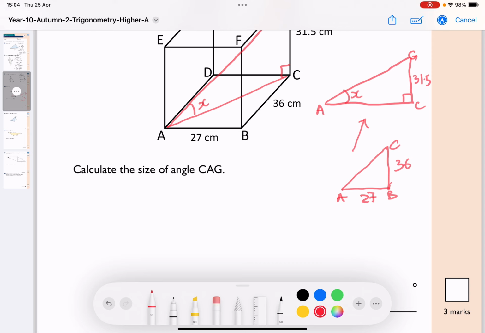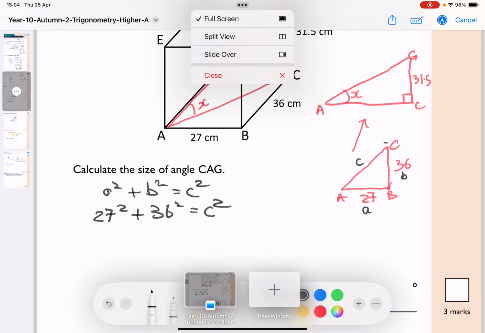The labelling isn't very good, but I'm just going to look at this triangle. Don't worry about the ABCs. I'm going to call this A, this B, and this C because I'm doing Pythagoras. So don't forget Pythagoras' theorem, A squared plus B squared equals C squared. 27 squared plus 36 squared equals C squared.